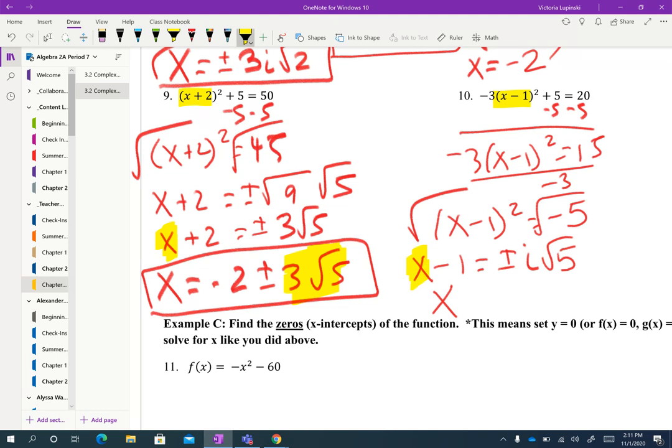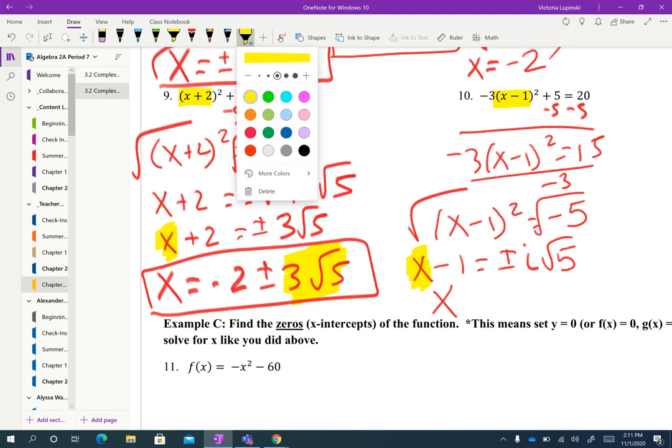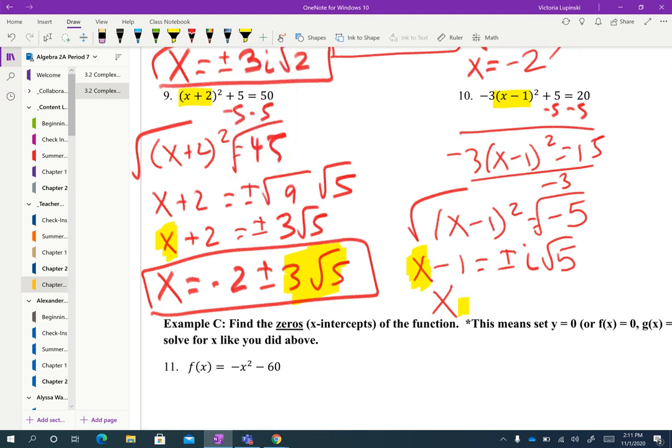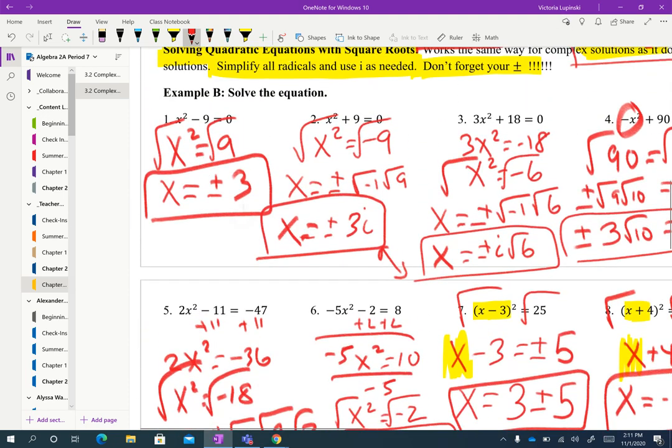And in your final step, again, you need to get the x all by itself, which would mean add the 1 to the other side. Put the plus or minus in the middle, and then i radical 5 in the back. So those are the examples of all the important things that you can do with i's. And again, just make sure you go back and take a look.